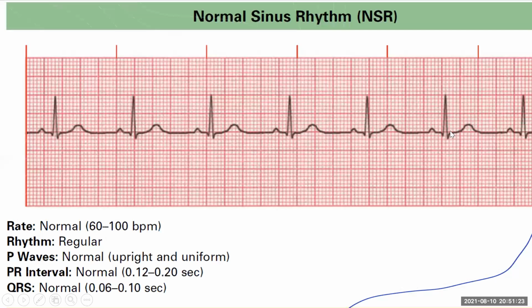So PR interval is also the same. Nothing is changed. Everything is isoelectric, everything is same. Every beat is same to same. So this is called normal sinus rhythm. This is the normal ECG.